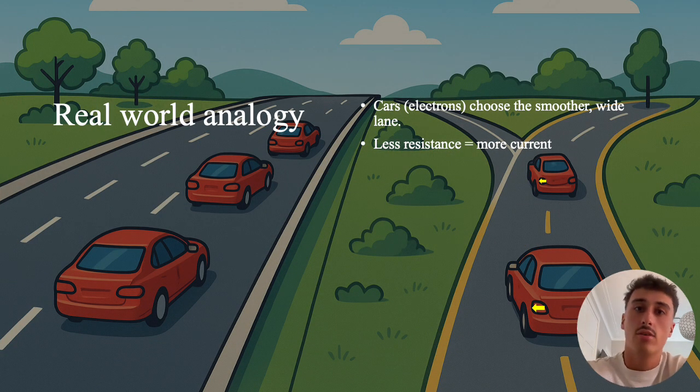Imagine electricity flowing like cars on a road. When cars reach a fork, more take the wide, smooth highway, the low resistance path, while fewer take the narrow, rough road, the high resistance path. The total flow divides, but the easier path always carries more traffic, just like current in a circuit.